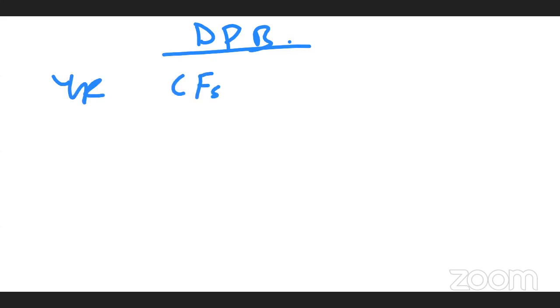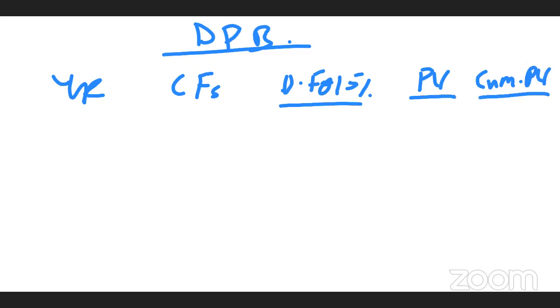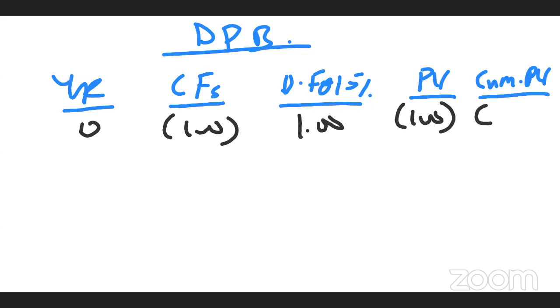So let's look at the discounted payback. You know how it goes. We've done this already. So here, cash flow. Discount factor, remember, is at 10%. Present value, and then cumulative present value. So we start with year zero, we bring the cost, 100. Discount factor will be the same thing. Present value will be the same 100. Cumulatively, it will be the same 100.